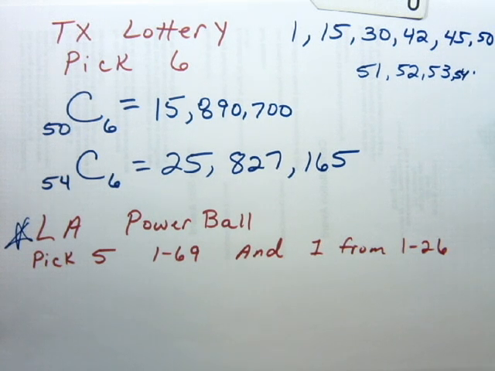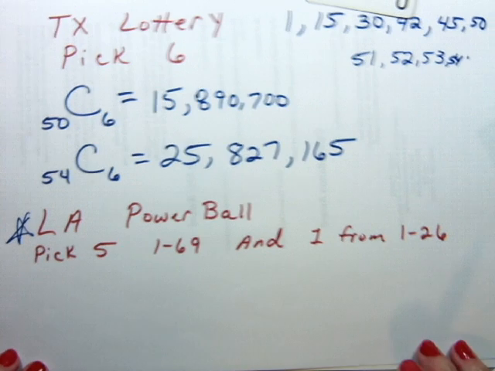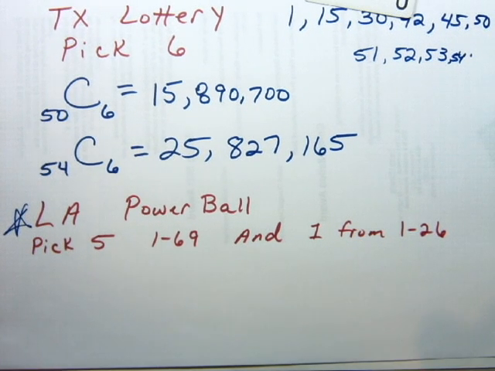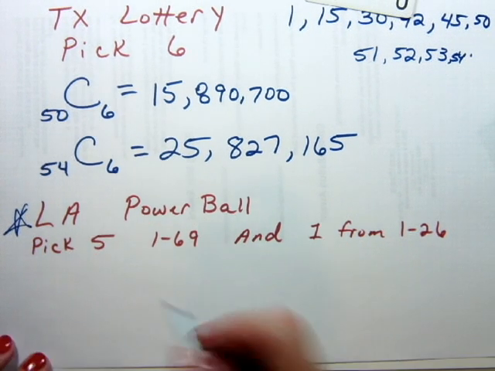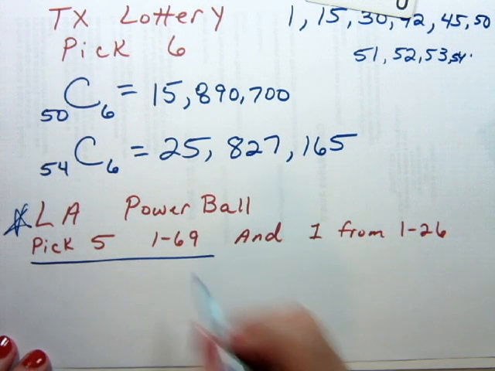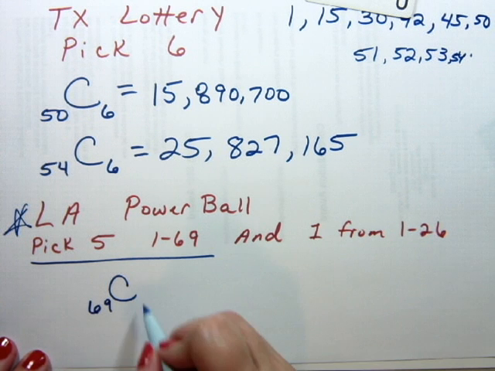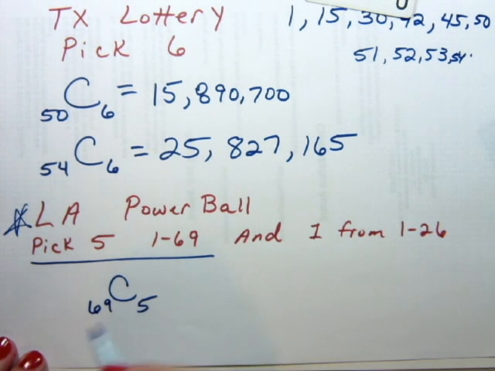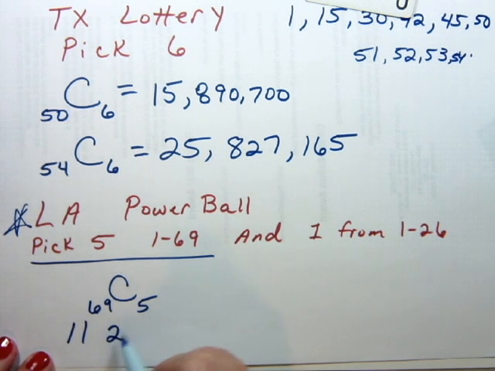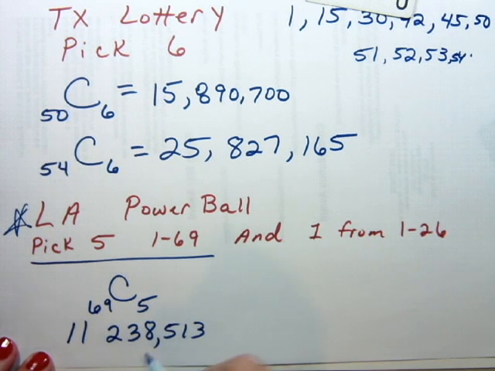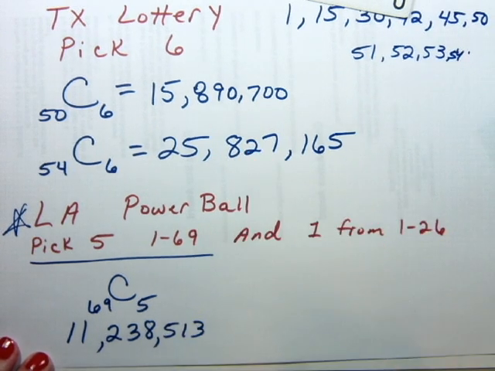So it keeps us in Texas instead of going to Louisiana to buy our tickets, because look, here's why Louisiana can give out those huge jackpots. This is crazy. In Louisiana, you pick 5 from 69 numbers. So I would say, out of 69 numbers, how many ways can I pick 5? And if you look at that, this is crazy. It's 11,238,513. Well, that's not bad, except here's the kicker in Louisiana.